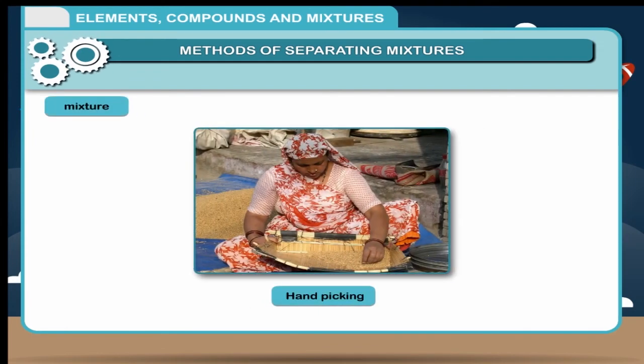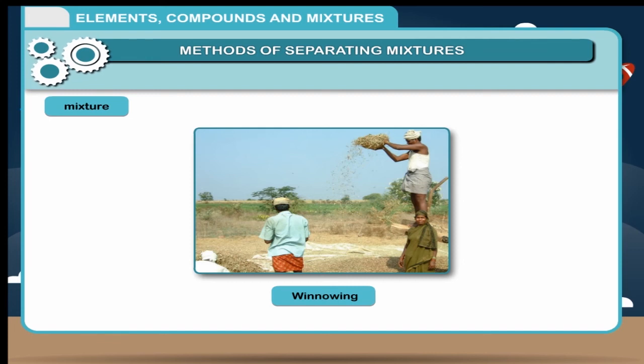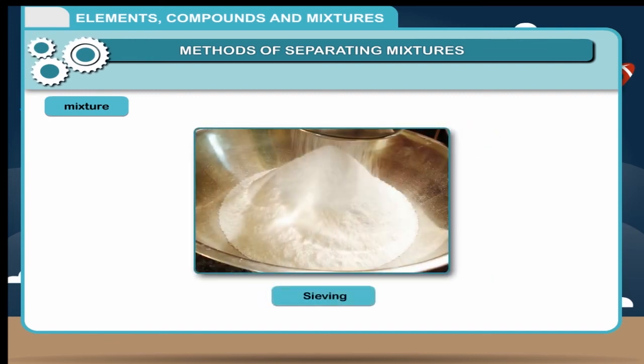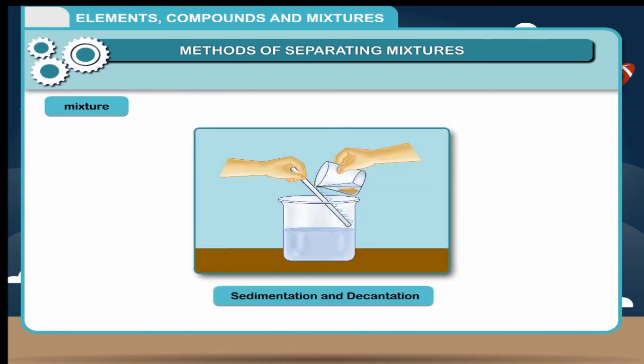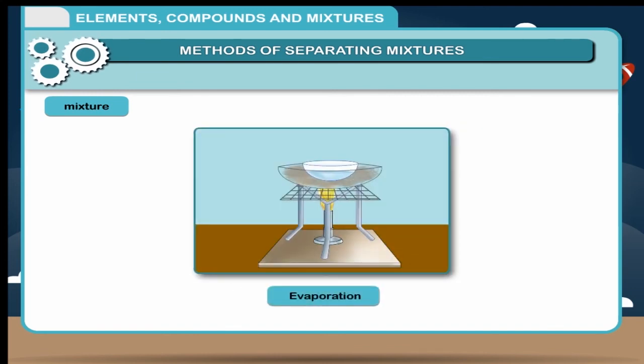Mixtures where the size of particles differs, or there is a difference in color of particles: hand picking. One of the components is very light: winnowing. Size of particles differs but the difference is not much: sieving. One of the components is heavy and insoluble in water: sedimentation and decantation. One of the components is insoluble in water, but it is not heavy and remains suspended in water: filtration.